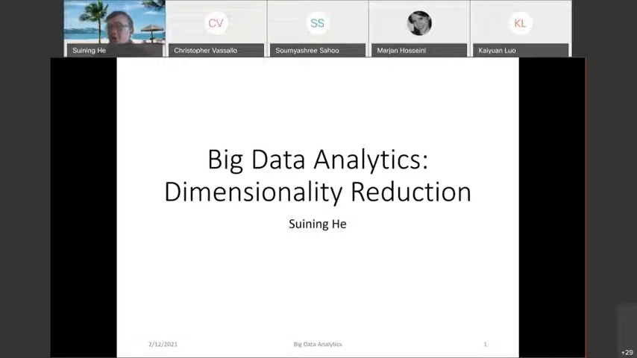Okay, so let's begin today's lecture. Today we will go to an exciting topic, the so-called dimensionality reduction. I believe some of you already have some basic ideas about dimensionality. We will talk more about its importance and why we need to do the reduction here.